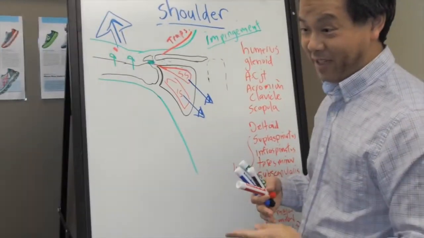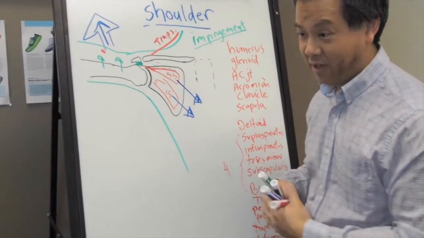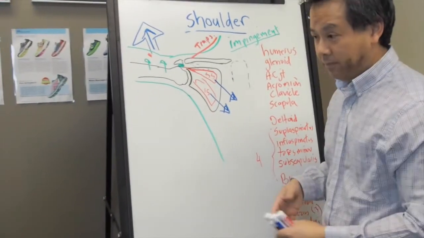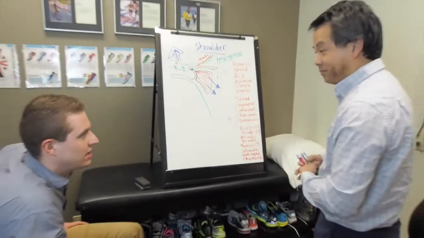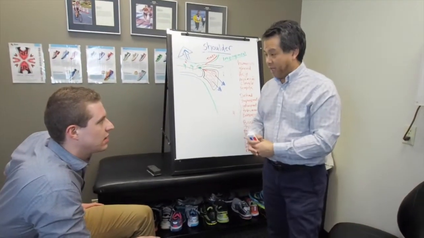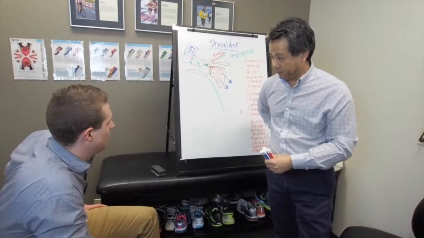Specifically, what do I keep saying? What range is the most important? Flexion. I would say abduction. It's everything. Flexion, abduction, rotation, internal rotation.